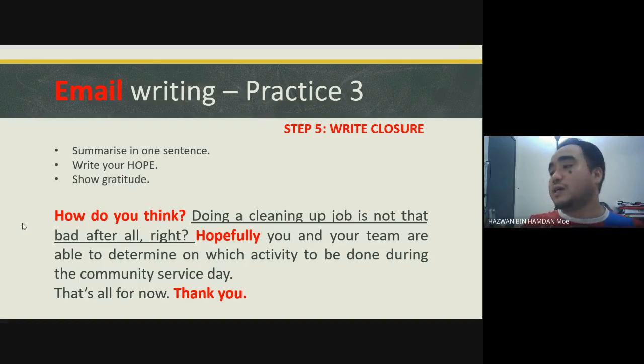Okay. Hopefully, letak hope. Hopefully you and your team are able to determine on which activity to be done during the community service day. Kita relate balik dengan ayat pertama tadi, talking about community service day. Okay, and then show gratitude. That's all for now. Thank you. Itu saja. Very as simple as that. So just follow the steps when you are doing this practice number 3. Okay. So untuk practice yang seterusnya pun kita akan buat macam inilah.